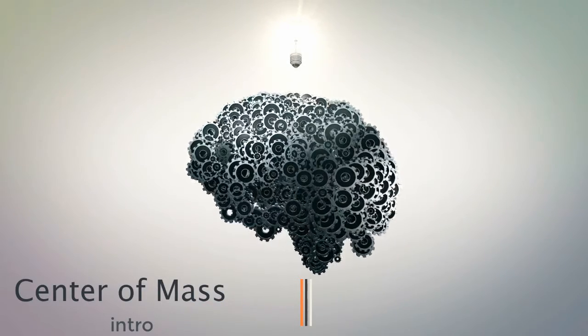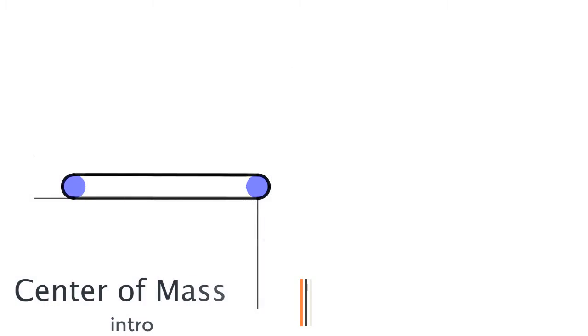Hey guys, so in this video we're going to talk about the center of mass and how it can be useful. So on the screen we have a massless rod or a beam, but there are 2 point masses located at each end of the rod. The 2 point masses are painted in blue.